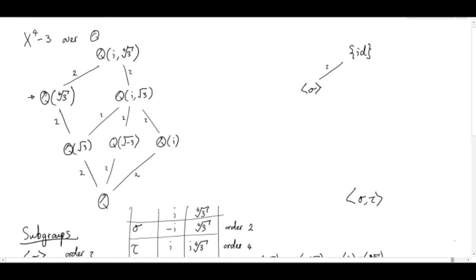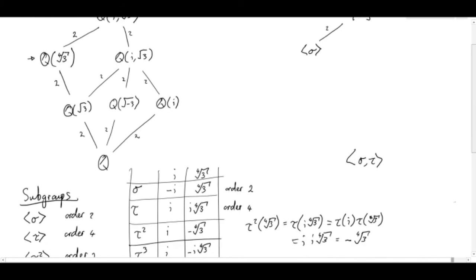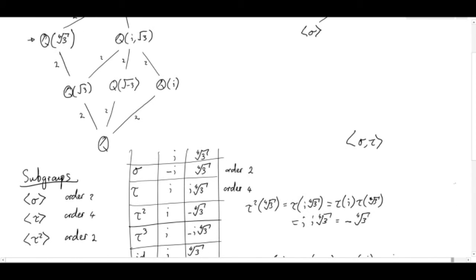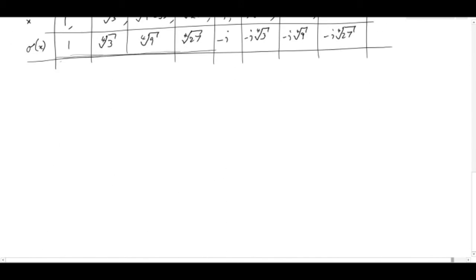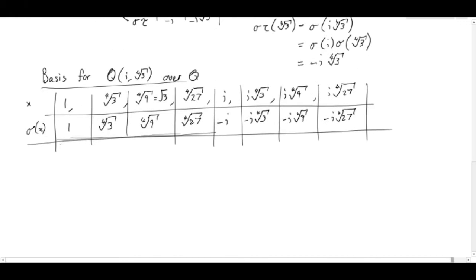Let's see if we can go further. There was one other group of order 2, that's the one generated by tau squared. Let's see if that corresponds to Q adjoin i and the square root of 3. So let us fill in this table. What will tau of x be?